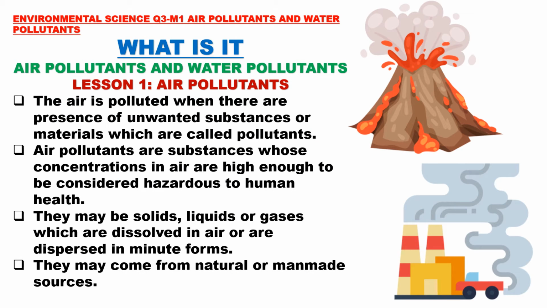The air is polluted when there is a presence of unwanted substances or materials which are called pollutants. Air pollutants are substances whose concentrations in air are high enough to be considered hazardous to human health. They may be solids, liquids, or gases which are dissolved in air or are dispersed in minute forms. They come from natural or man-made sources.